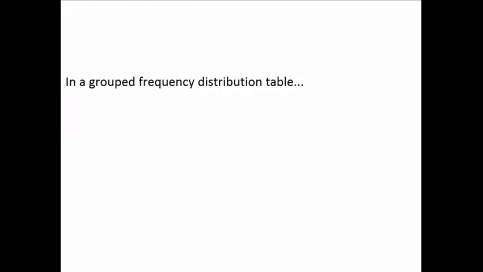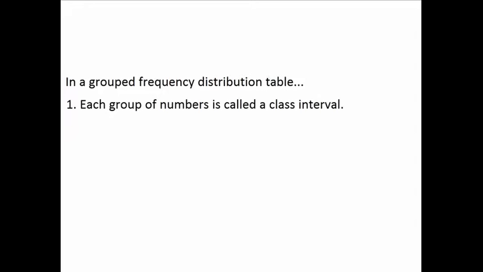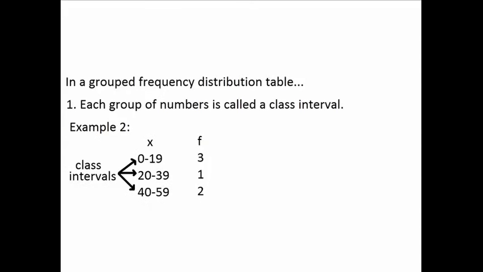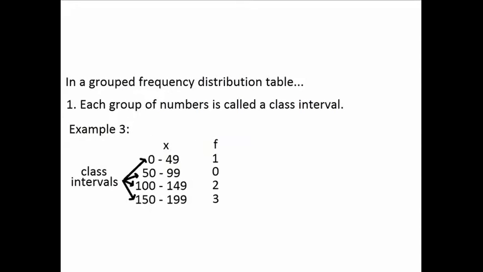So in a grouped frequency distribution table, each group of numbers is called a class interval. Each of these groups that I have in here is called a different class interval. 20 to 29 is a class interval. 30 to 39 is a class interval. And these are the other two class intervals. So we're just going over some vocabulary right here.